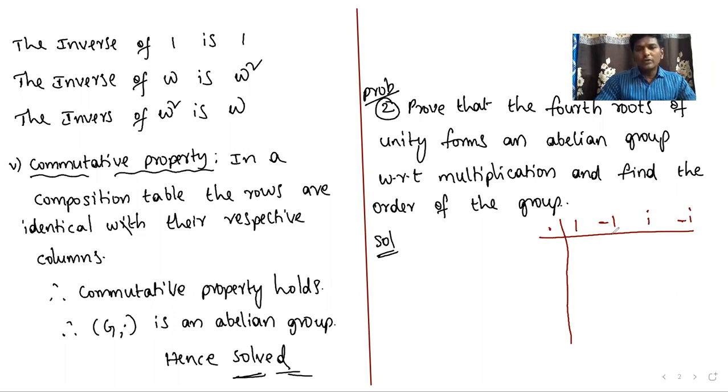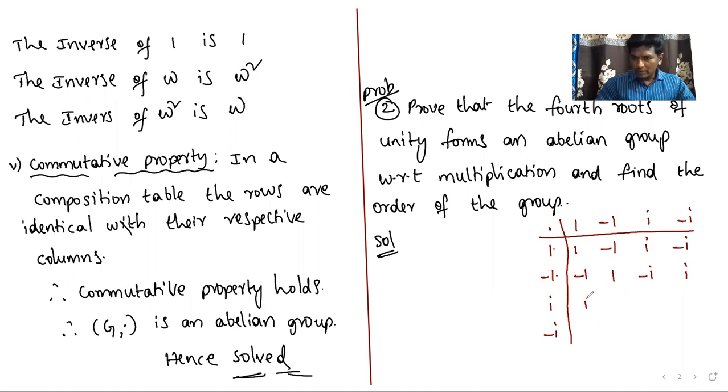And the cube roots of unity means 1, omega, omega square. So here also we can write 1, minus 1, i, minus i. Multiply 1 into 1, 1. 1 into minus 1, minus 1. 1 into i, i. 1 into minus i, minus i. Minus 1 into 1, minus 1. Minus 1 into minus 1, plus 1. Minus 1 into i, minus i. Minus into minus, plus 1 into i.